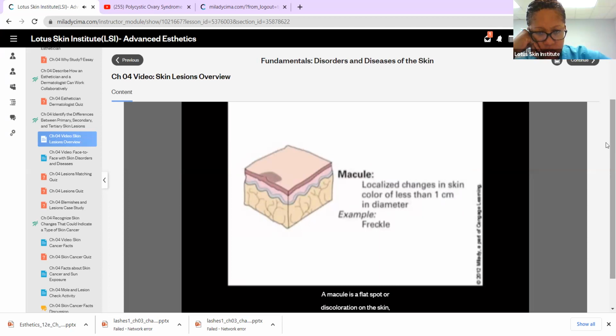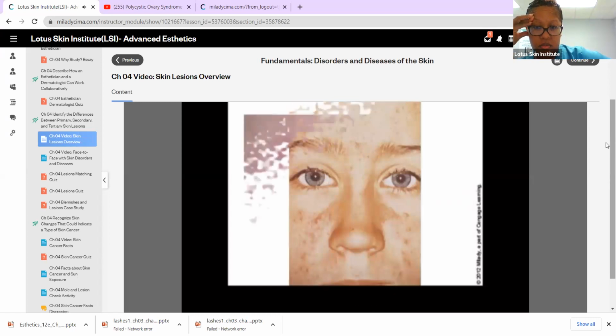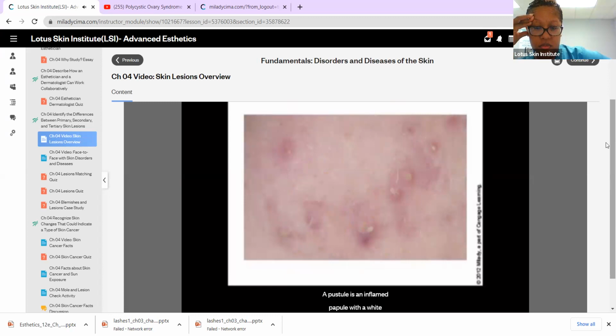A macule is a flat spot or discoloration on the skin, such as a freckle or a red spot left after a pimple has healed. Macules are neither raised nor sunken. A papule is a small elevation on the skin that contains no fluid but may develop into a pustule. A pustule is an inflamed papule with a white or yellow center that contains pus. Pus is a fluid consisting of white blood cells, bacteria, and other debris produced by an infection.